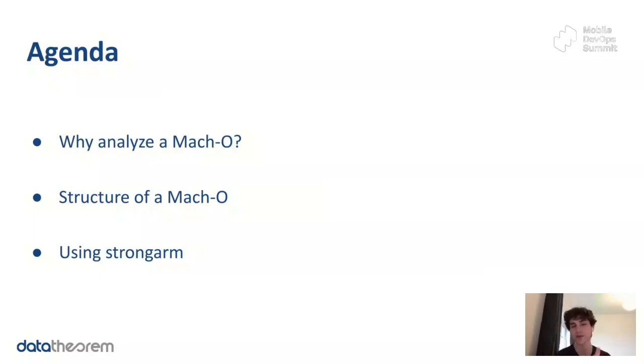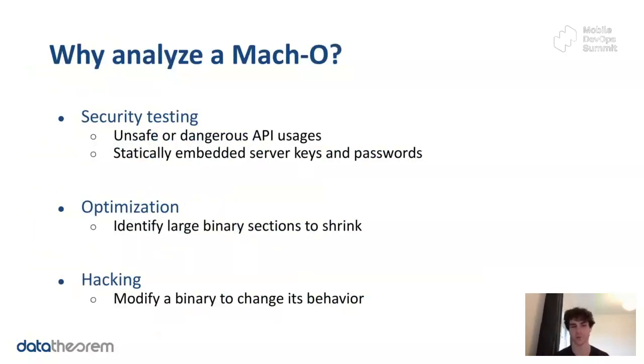So first up, what are we looking for when we analyze a Mach-O? Well, there are various kinds of questions that you can ask and various tools that you can make if you do want to analyze Mach-Os. The first, of course, is security testing, and that's going to be the main focus. So maybe you want to flag any unsafe or dangerous API usages, or maybe you want to look for statically embedded API keys.